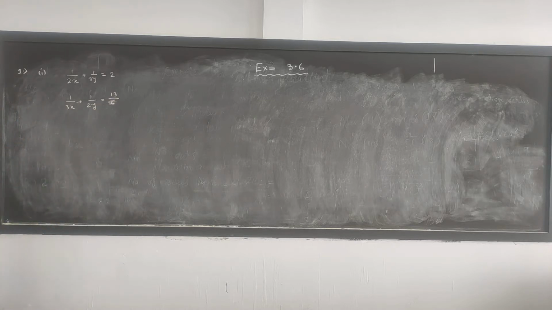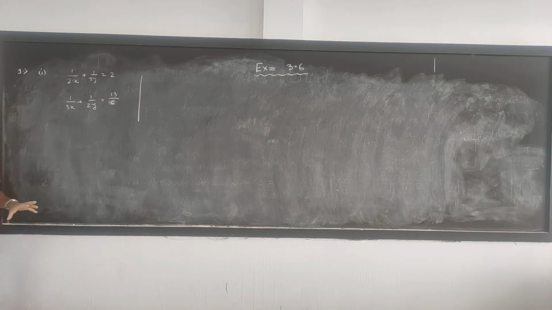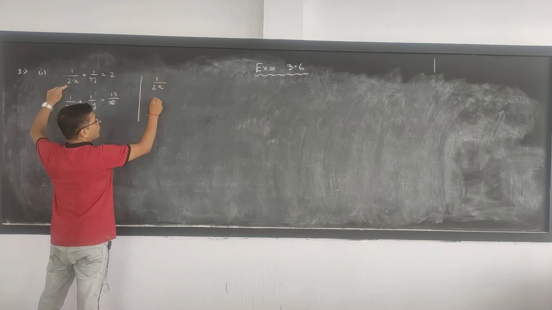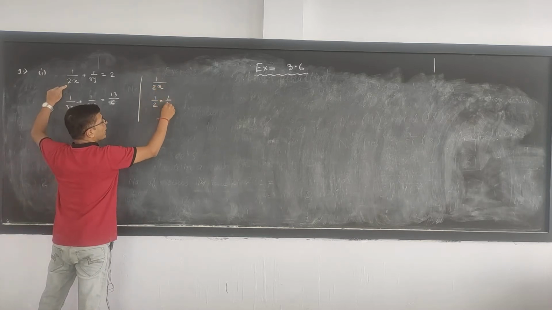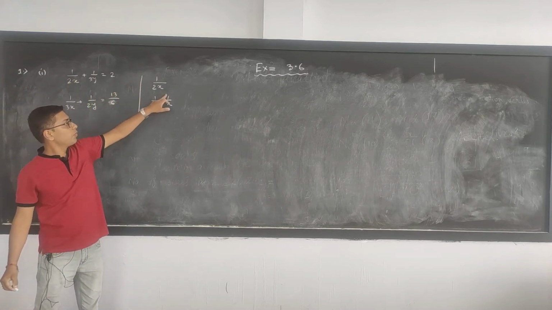Now, how to solve this kind of question? In the previous exercise, simple equations were given, but in this exercise quite different types of equations are given to you. So how do we do this? First, we need to know this closely. 1 by 2x, if we break it, it will be of the form 1 by 2 into 1 by x. 1 by 2x can be written as 1 by 2, that is half, into 1 by x.